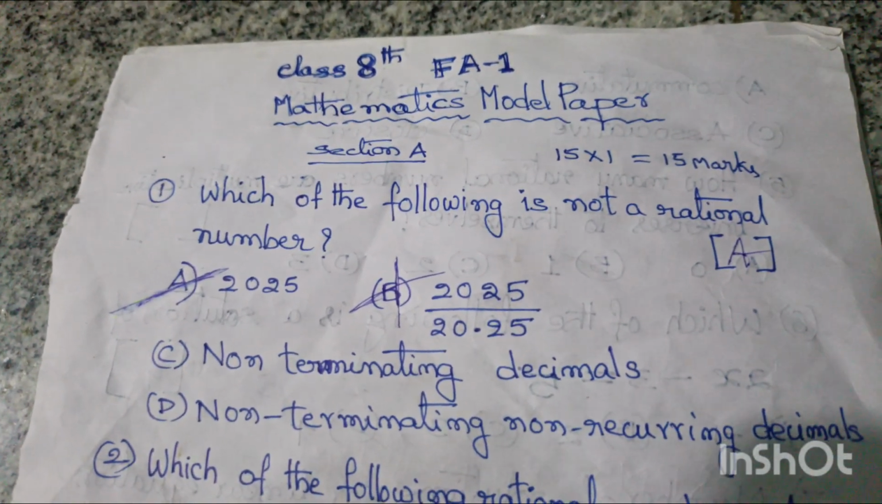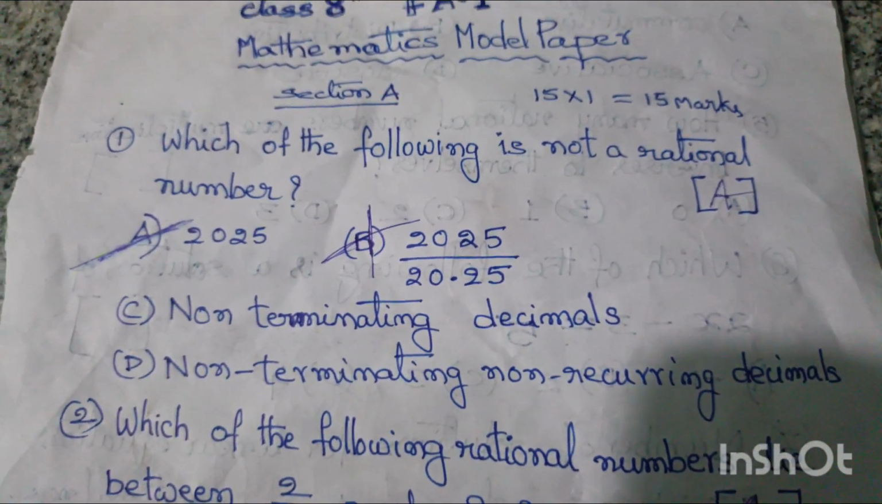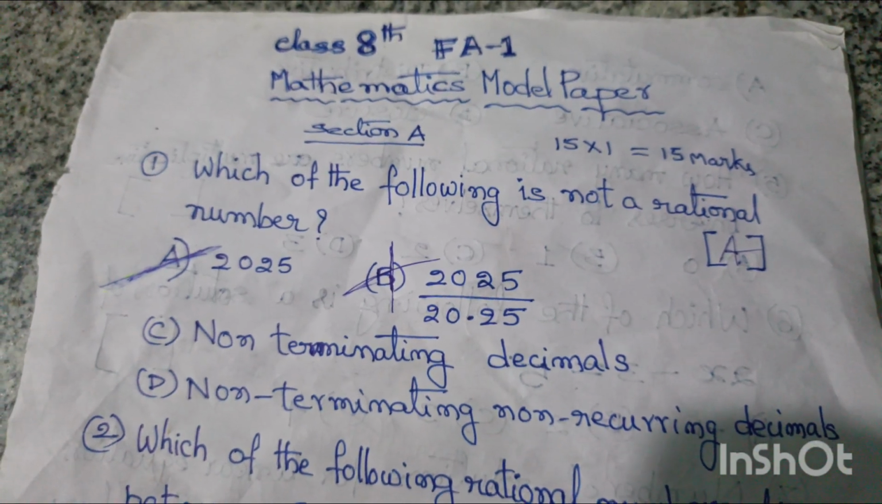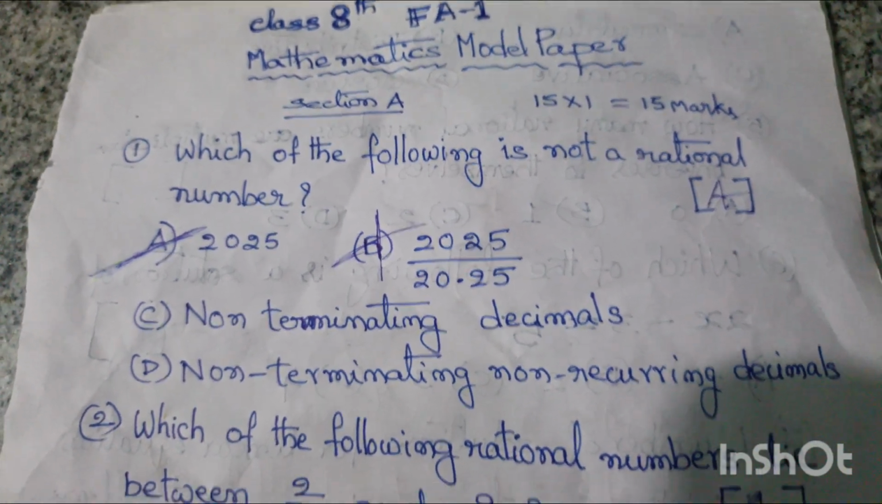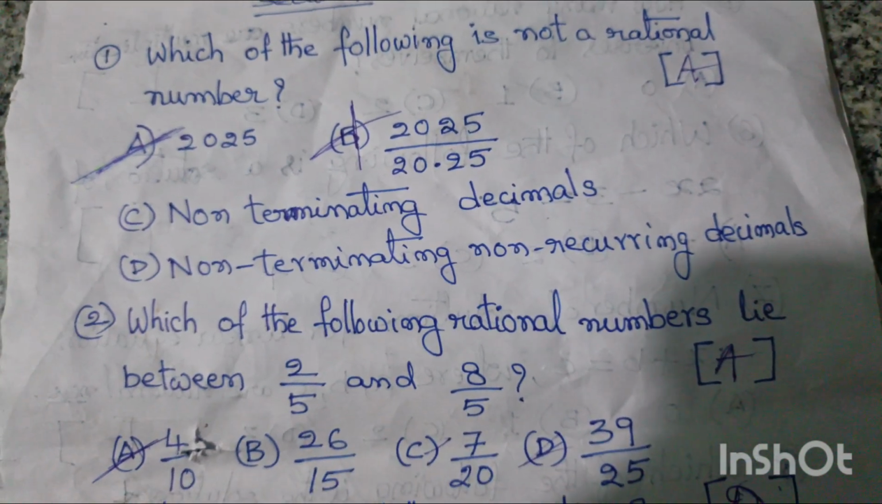Dear students, now we'll see the answers for those questions. Okay, for the FA1 model paper for class 8th mathematics. The first question: which of the following is not a rational number?